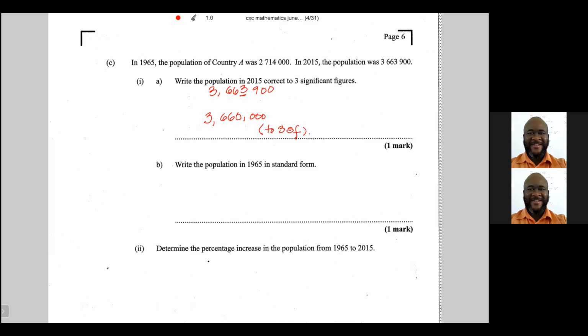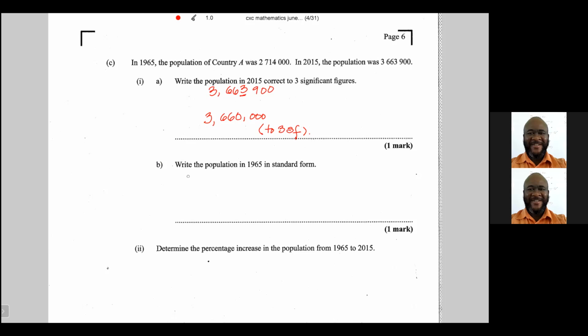So the theory actually says if it's 4 or less, you must round down to the next lower whole number that ends with a 0, and the next lower whole number that ends with a 0 is 3,660,000.